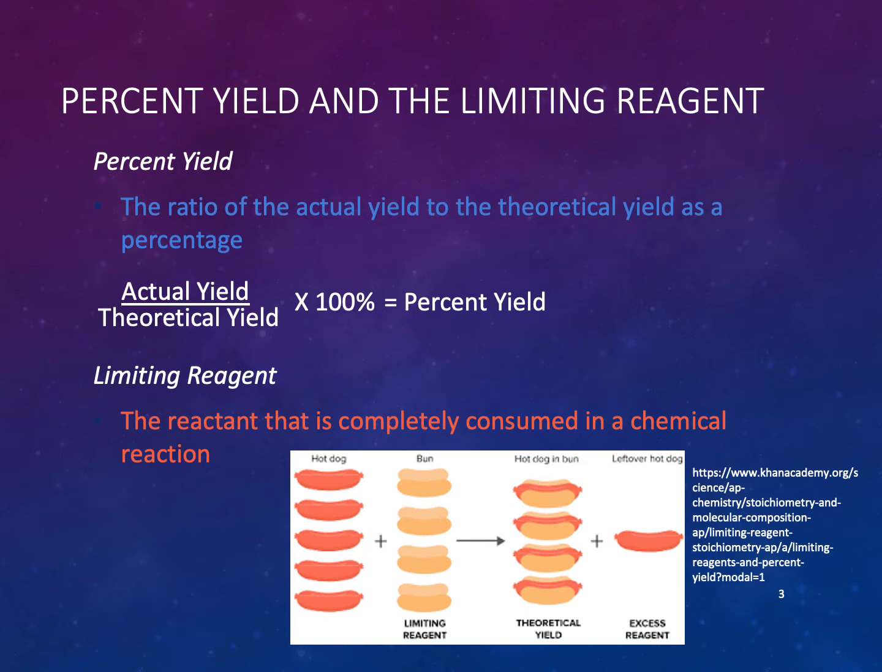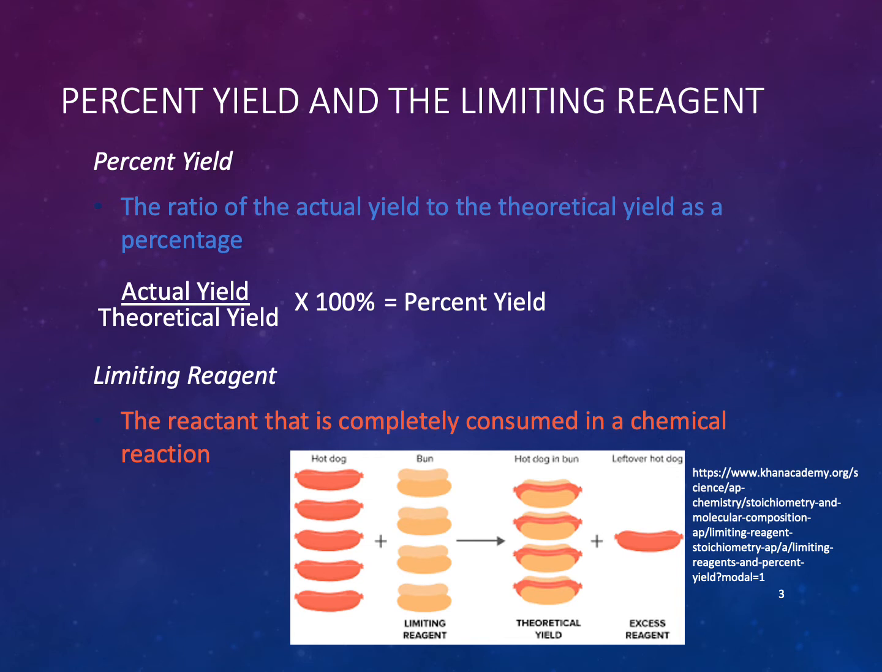So to do a quick review of percent yield and the limiting reagent, we have percent yield, which is the ratio of the actual yield to the theoretical yield as a percentage. And then below that, we have the formula to get percent yield, which is actual yield divided by theoretical yield times 100. And that would give you your percent yield.